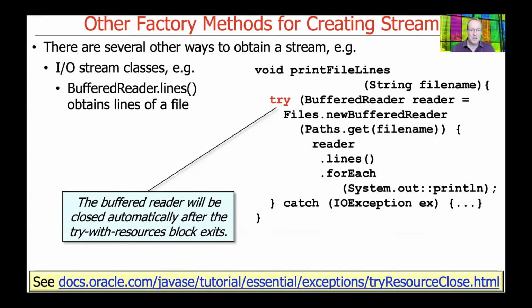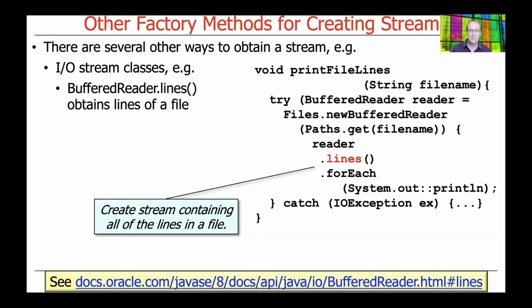So the basic purpose of the try with resources block is to make sure that the buffered reader will automatically be closed when the try with resources block exits, even if an exception is thrown. And you can read about it here at this link below.